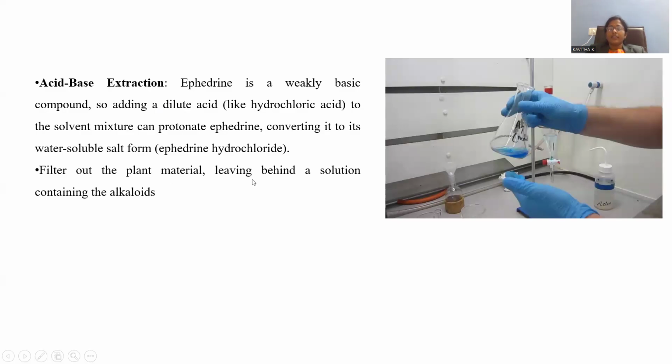Filter out the plant material, leaving behind the solution containing the alkaloid. Whatever nitrogen containing ephedrine is there will react with hydrochloric acid, and the leftover impurities can be easily discarded, because they are not part of this reactive compound. So it's very easy to go for the separation.